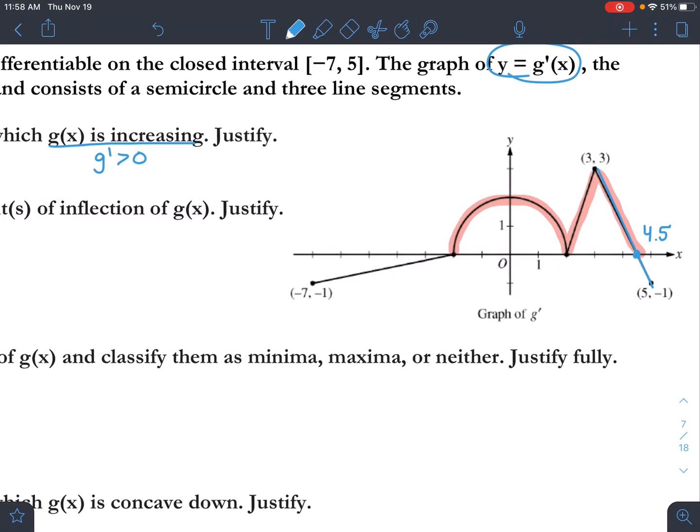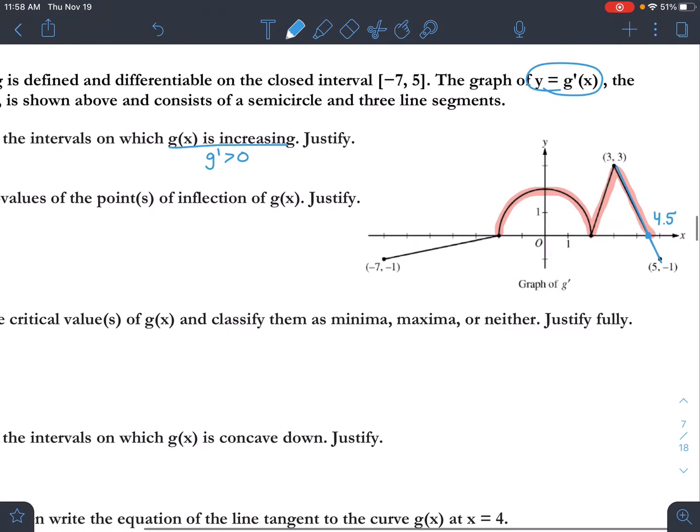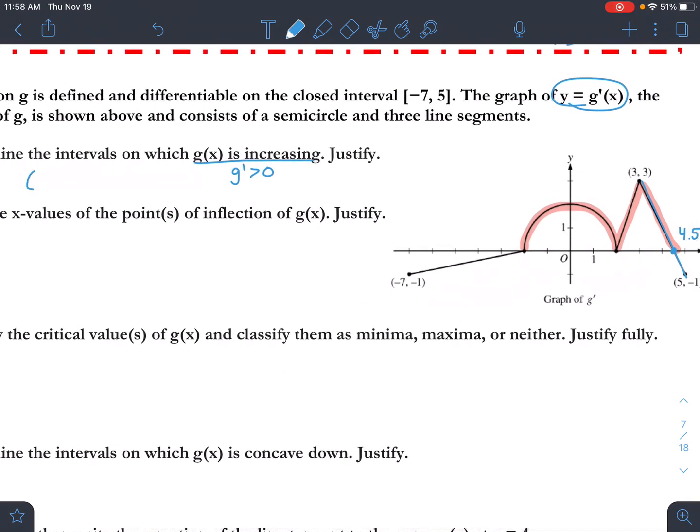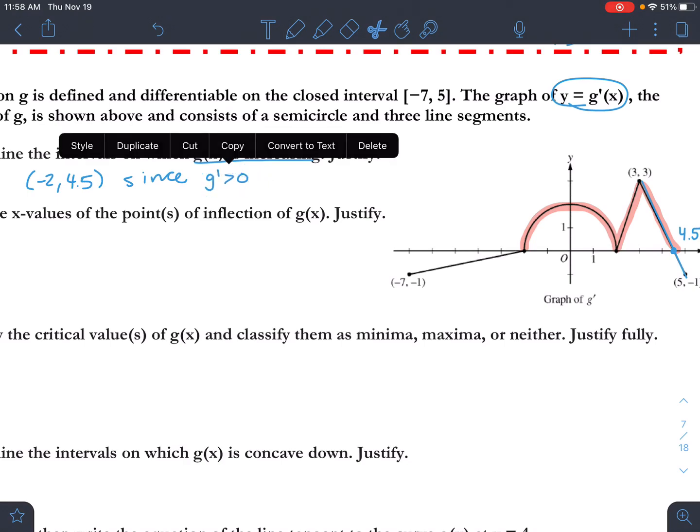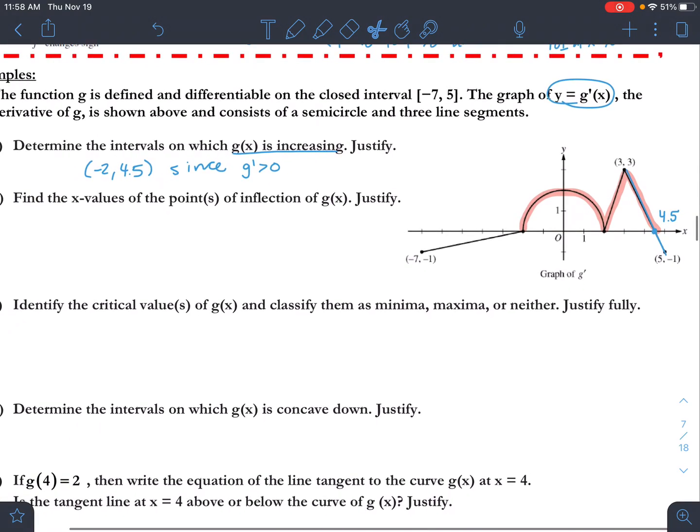We don't want to just guess it's 4.5, we would actually calculate it. So anyways, from -2 to 4.5, and we actually already wrote our justification, I can just scooch it over, since g prime is positive, that's when g of x is increasing. All right, how about points of inflection?